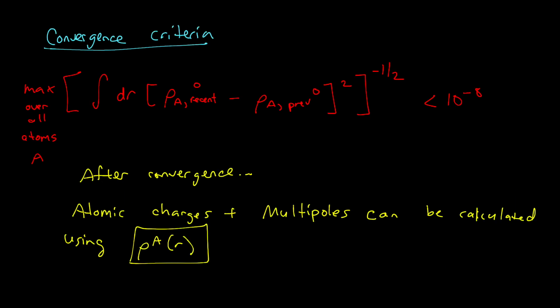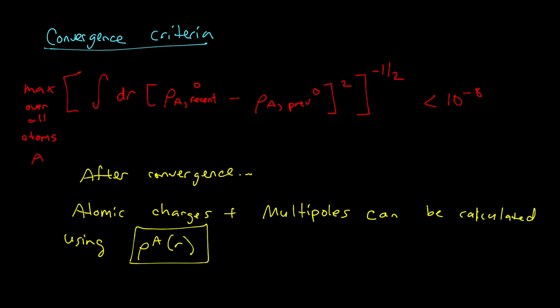The criterion of convergence is based on the difference of the proatomic densities over all atoms. Basically, the algorithm is considered converged if the maximum of all of the atomic integrals is less than 10 to the negative 8, or the square root of that. In the Psi4 MBIS algorithm, you can set the convergence criteria, but the default is 10 to the negative 8.